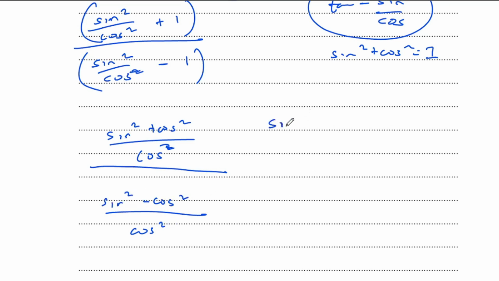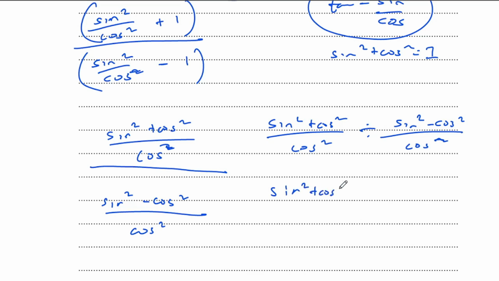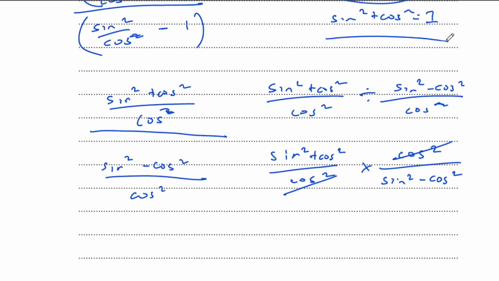So we end up having sine squared plus cos squared over cos squared divided by sine squared minus cos squared over cos squared. Remember, divide, you can just change it to a multiply and reciprocate the other one. So sine squared plus cos squared over cos squared times cos squared over sine squared minus cos squared. These two cancel out. Sine squared plus cos squared is just 1 from this identity. So we end up getting 1 over sine squared minus cos squared.